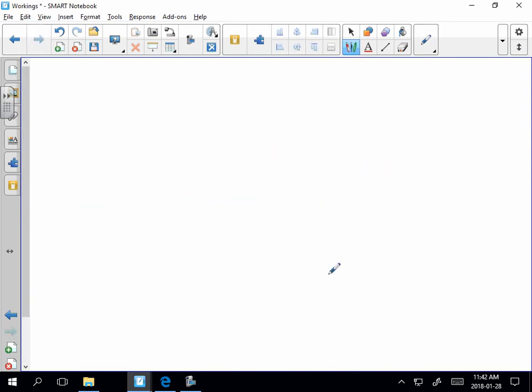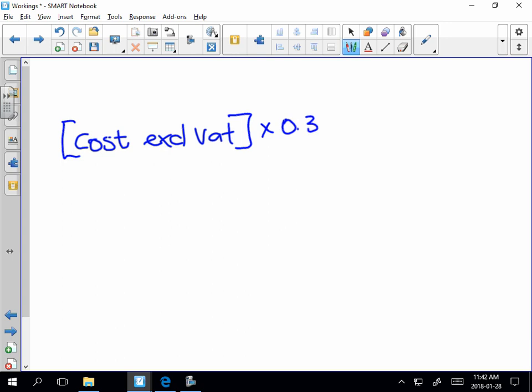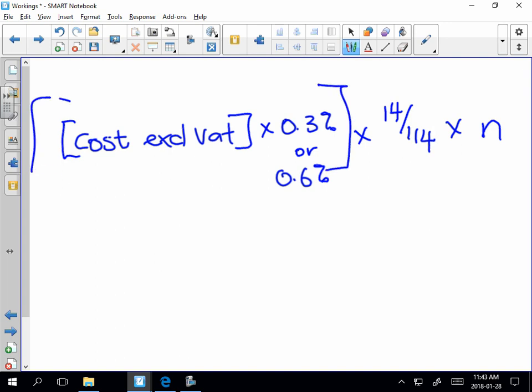The value of the transaction will be cost excluding VAT, right? Cost excluding VAT, multiply that by 0.3% or 0.6%. Then you multiply that by 14 over 114. Then you multiply that by the number of months. Okay, so this portion here is calculating basically the value of the fringe benefit.